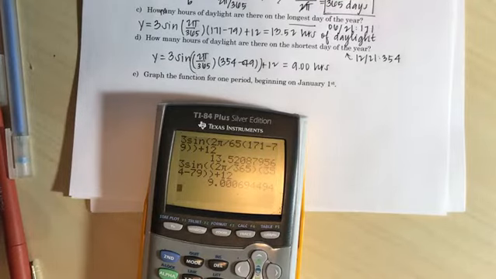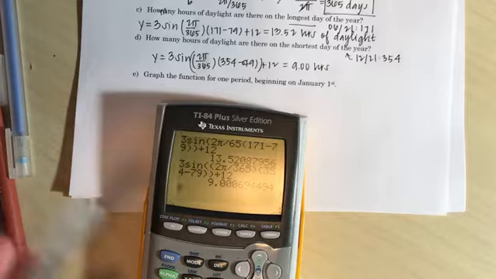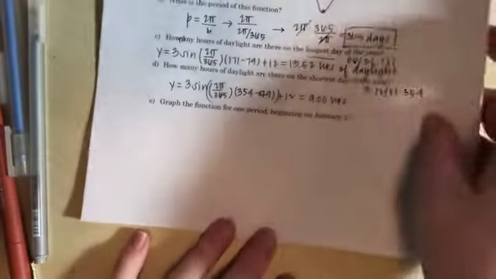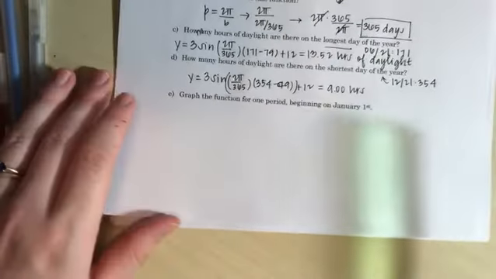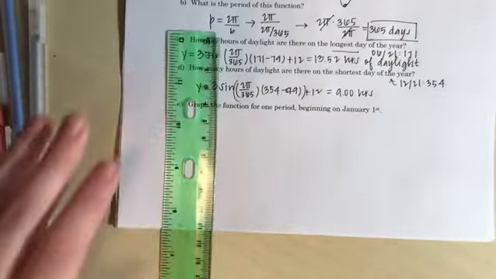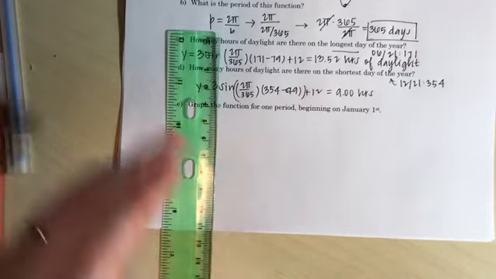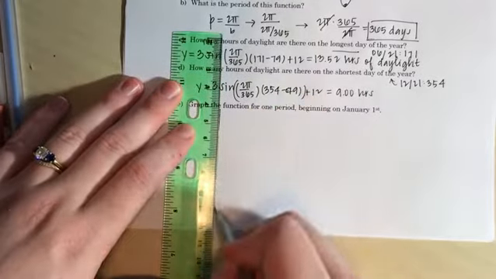Last thing it asks us to do, probably the most challenging, just looking at the equation, is going to be to graph the function for one period. And in this case, it says beginning on January 1st. So go ahead and give yourself an XY graph in the space that's provided down here. And let's talk about some of the best practices for putting together a graph when there's so much funky stuff going on visually.